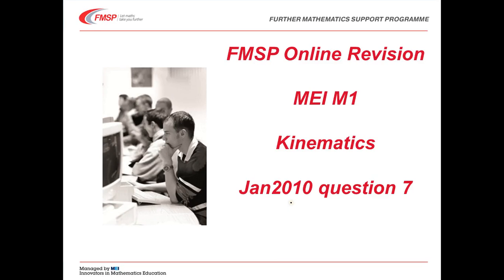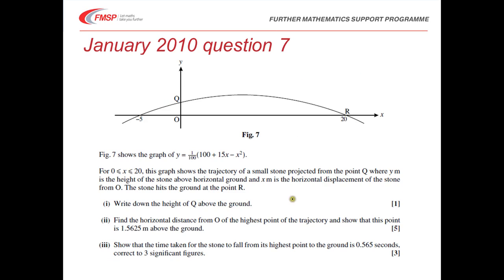This is one of the longer questions towards the end of the paper. So let's have a quick read through the question first. We've got a graph which has a specific curve being given to us. And we can see that for 0 to 20, this is mapping out the trajectory or the path of a small stone which is projected from a point Q. And y is the vertical distance above the ground and x is the horizontal displacement.